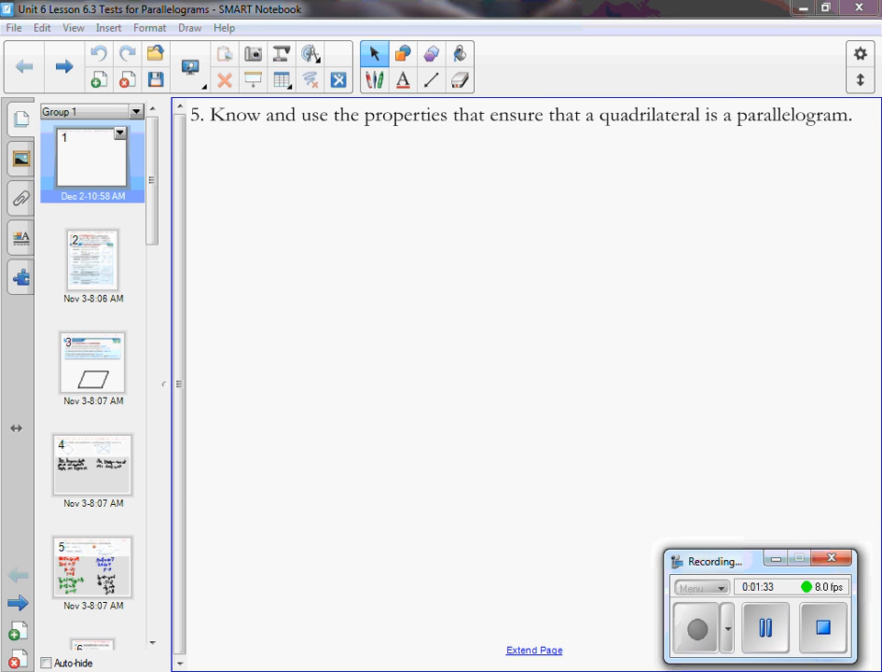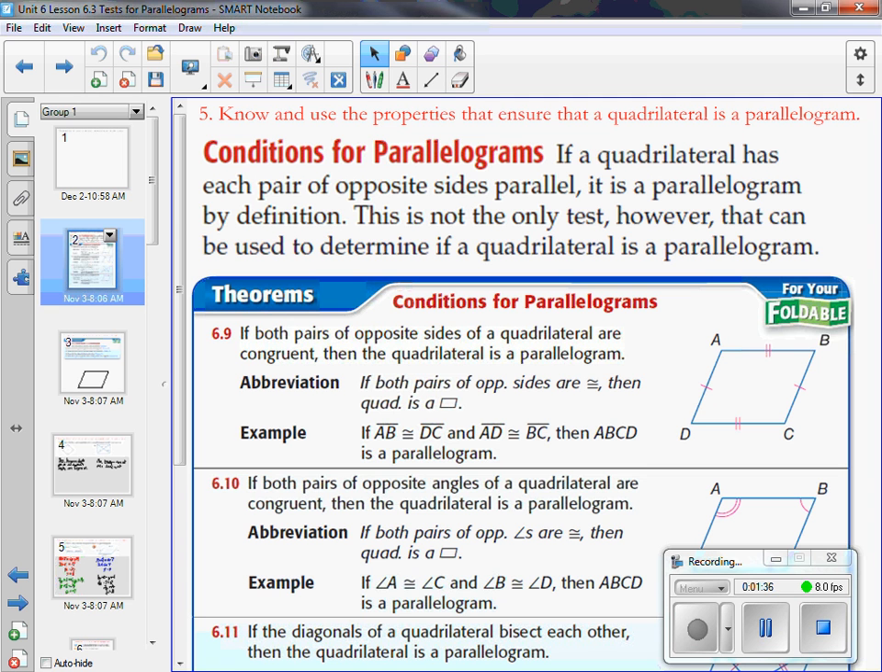And we get started here on page 409. First, using the definition. If a quadrilateral has each pair of opposite sides parallel, it is a parallelogram, because that's the definition of a parallelogram. Okay? So the first test to see whether or not a quadrilateral is a parallelogram is to see whether or not both pairs of opposite sides are parallel. If both pairs of opposite sides are parallel, then that's enough to prove it's a parallelogram. But that's not the only way to determine whether or not a quadrilateral is a parallelogram.